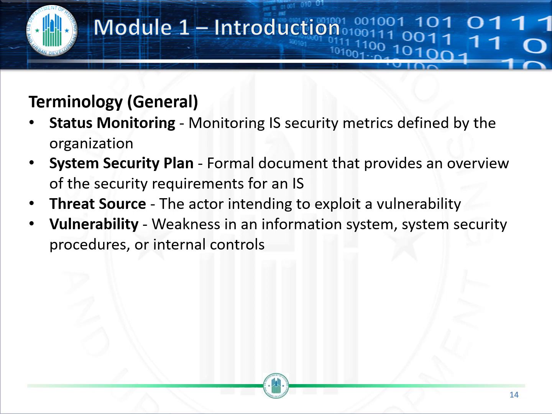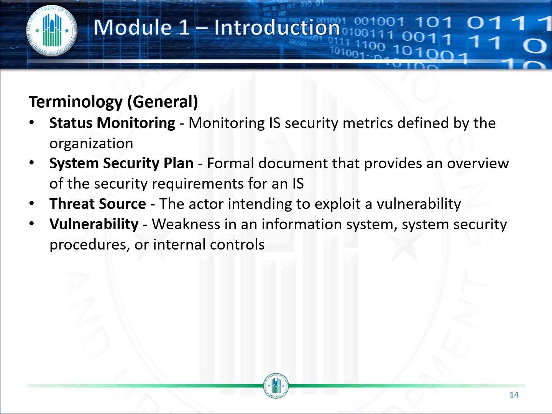General ISCM terminology is continued on this slide. Status monitoring is monitoring information security metrics defined by the organization and the ISCM strategy. System Security Plan is a formal document that provides an overview of the security requirements for an information system. It describes security controls in place or planned for meeting those requirements.